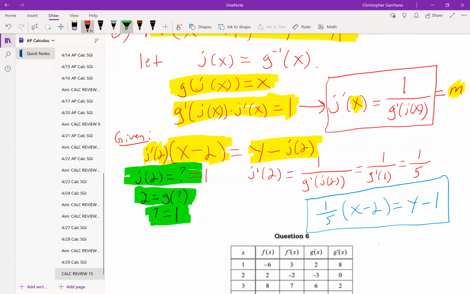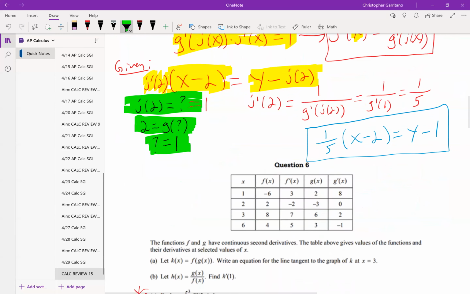And so my final answer would be the one in blue here, where the slope is 1/5 times x minus 2 is equal to y minus 1. That is the overall equation of your tangent line to the inverse function at x equals 2. Okay, hopefully that made sense. Moving on.